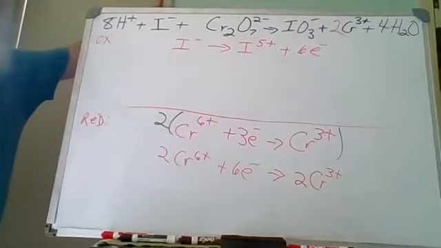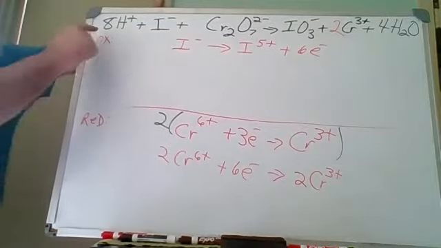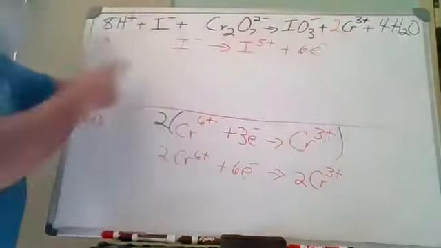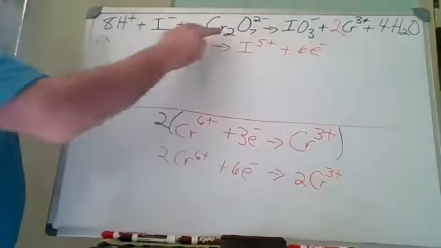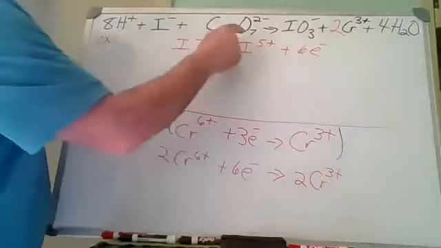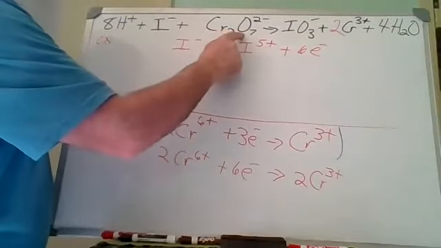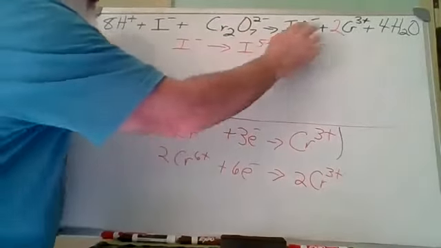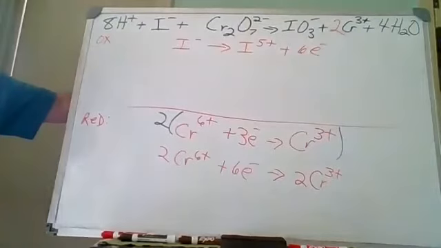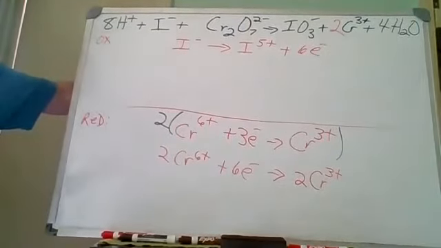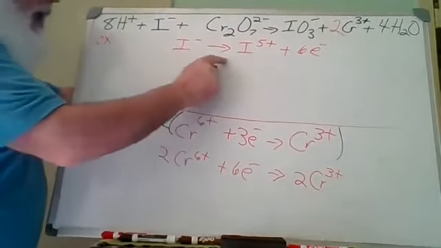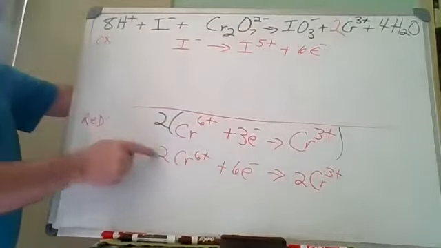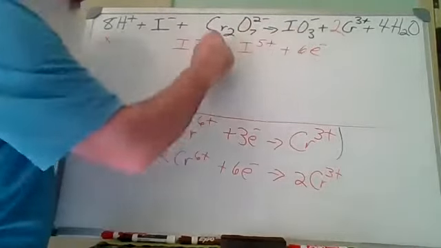But again, we've done all this work, so let's go back and double check it and make sure everything is correct. Here I have 8 hydrogens, there I have 8 hydrogens. 1 iodine, 1 iodine. 2 chromiums, 2 chromiums. 7 waters, so I have 7 oxygens. 3 oxygens there, 4 oxygens there is 7. So that's correct. We should check our oxidized and reduced atoms. I have 1 oxidized iodine, 2 reduced chromiums.